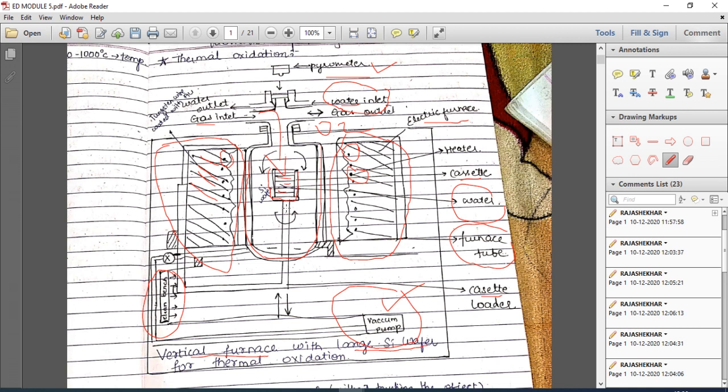One is dry oxidation, if I give the oxygen as a gas, and another one is wet oxidation, if I give water for the oxidation. Each time it undergoes oxidation, 0.44 micrometer of silicon is consumed while it forms the silicon dioxide layer, which is used in fabrication.